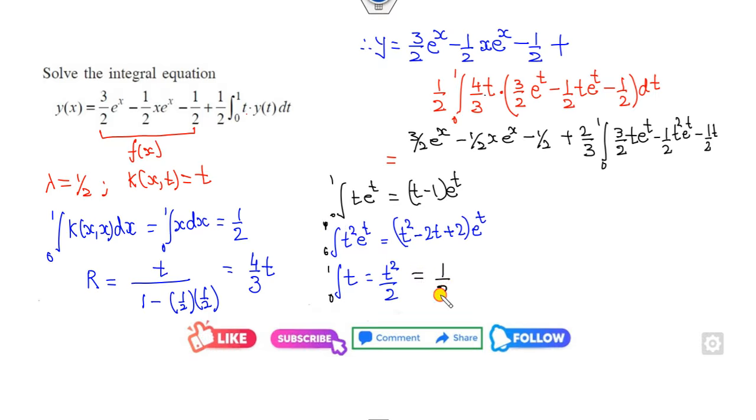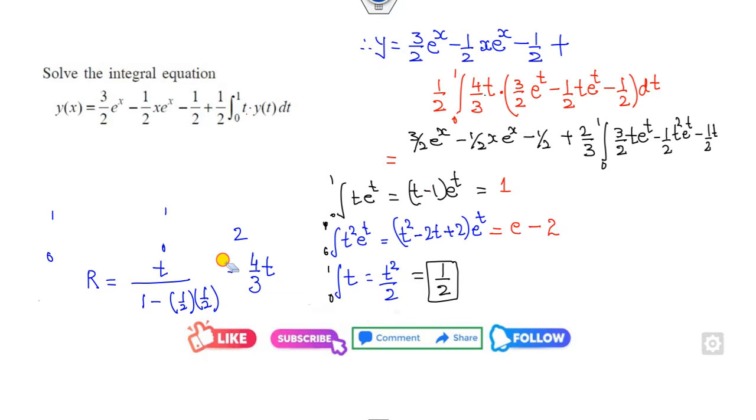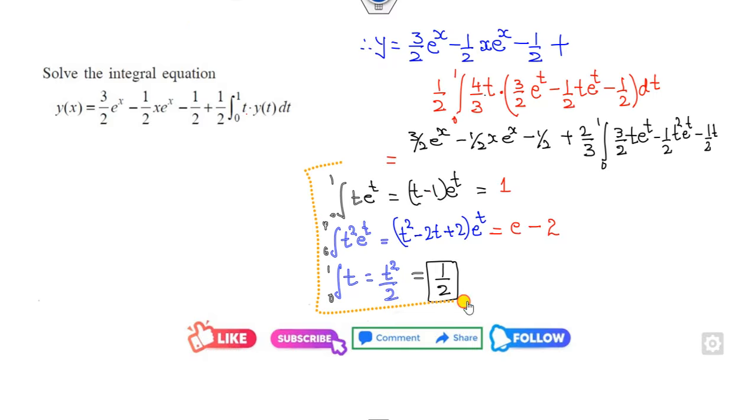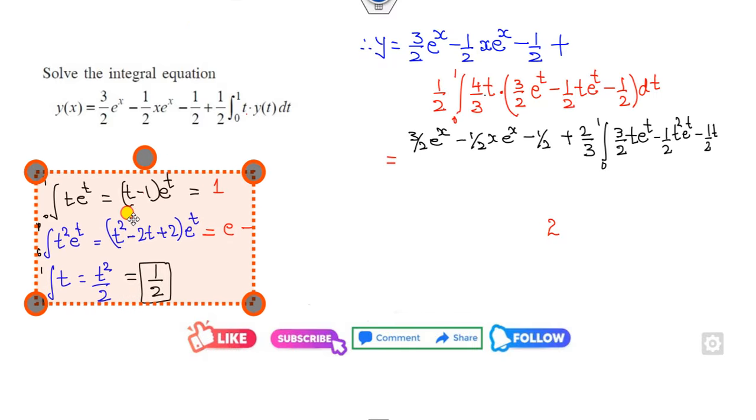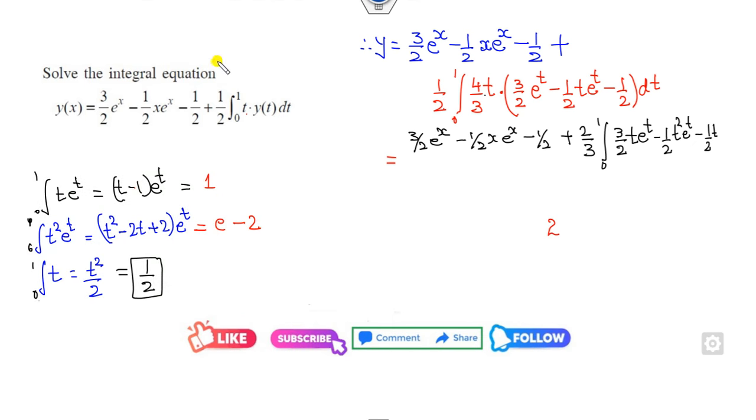So this value will be my half. Fine. When you substitute 1, it is 0. When you substitute 0, it is 1. What is the integration from 0 to 1? When you take 1, it is e. When you take 0, it is here. So I can substitute all these values here. So let me clear this screen. So this value will be e minus 2. Now I can substitute this value here.